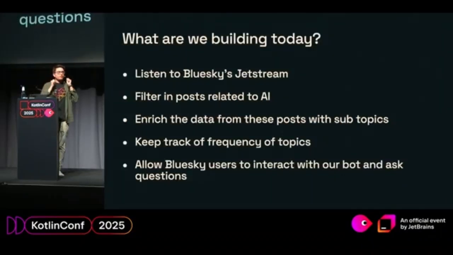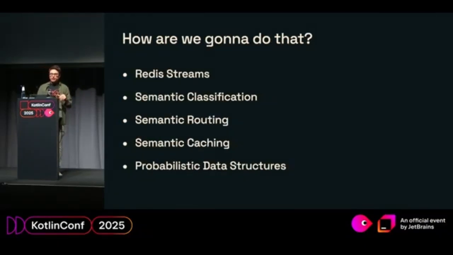And here is when we come to what we're actually going to be building today. So basically, we're going to be building an application that is going to listen to Bluesky's Jetstream. It's going to filter posts that are related to artificial intelligence. We're going to enrich the data from these posts by extracting topics from it, implied topics that we don't know about. And then we want to keep track of the frequency of these topics as well, so we can do further processing later on, or analysis. And finally, we want to allow Bluesky users to interact with their bot and ask questions by the end of the presentation. All right?